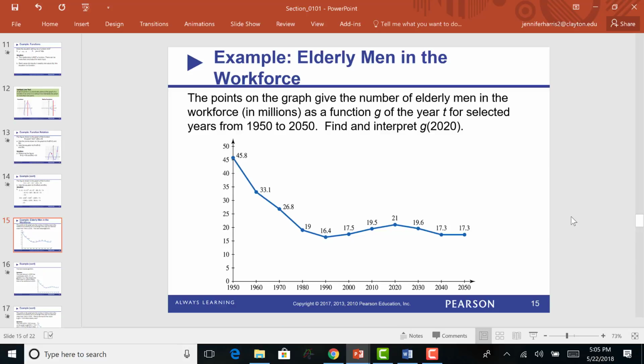So next, we want to make sure we answer the statement: find and interpret G of 2020. When they say interpret, it literally wants you to give me an English statement, in words, explaining what G of 2020 means. Give me a verbal statement. In 2020, there are 21 million elderly men in the workforce. That's just what they want you to say.